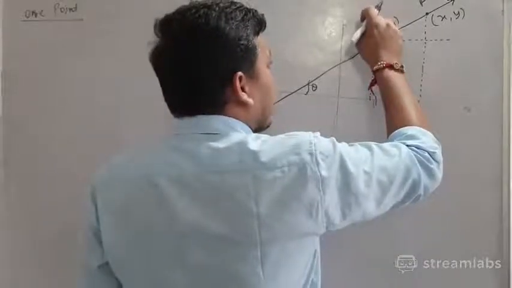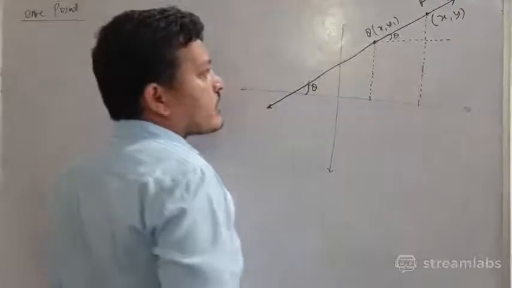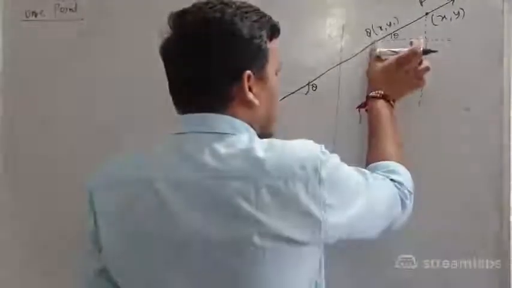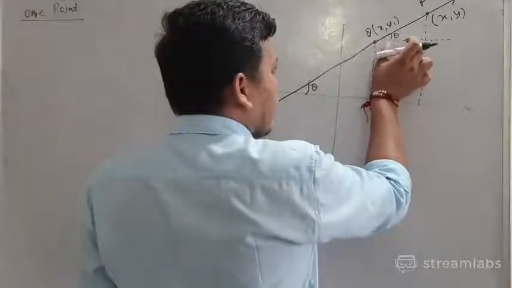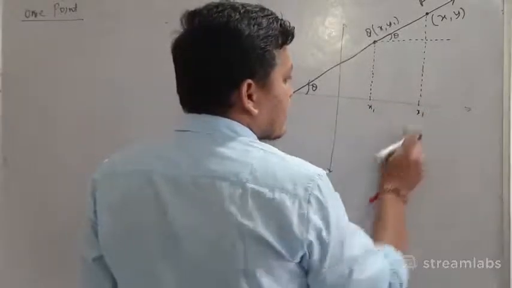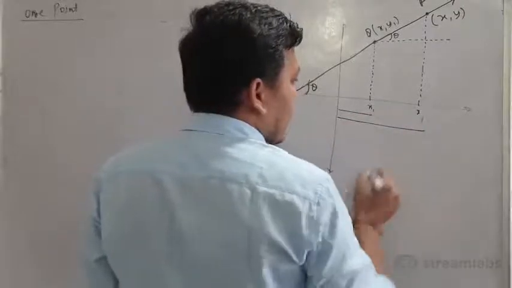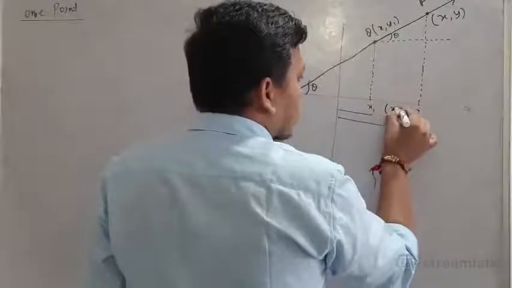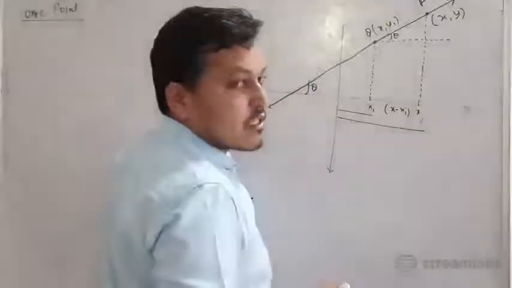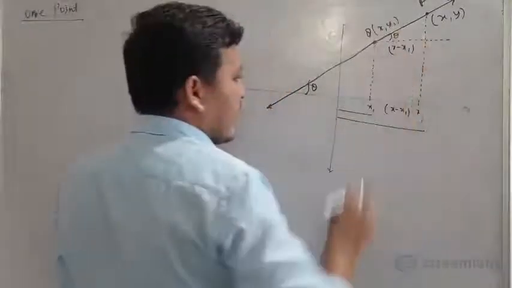The coordinate of this point is x1, y1, and the coordinate of this point is x comma y. Tell me, what is the distance between these two points? Up to here the distance is x1 and up to here the distance is x. So this distance is x minus x1. Any doubt? No doubt. Very good.